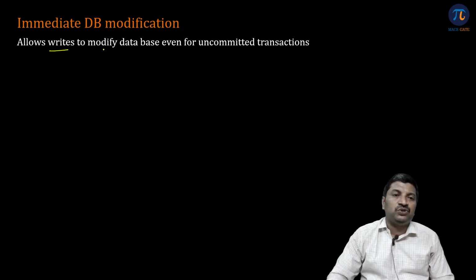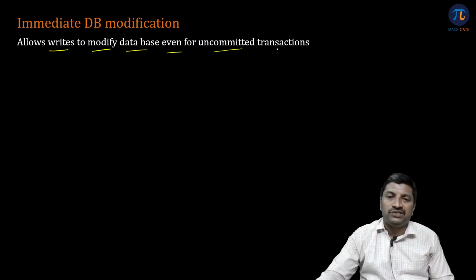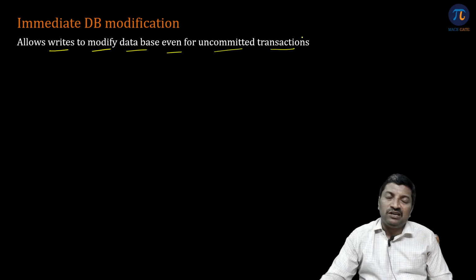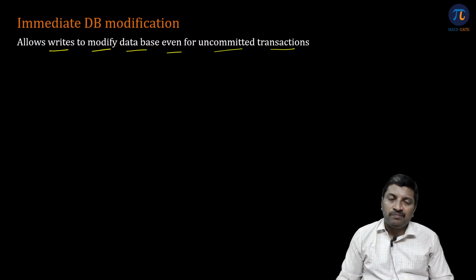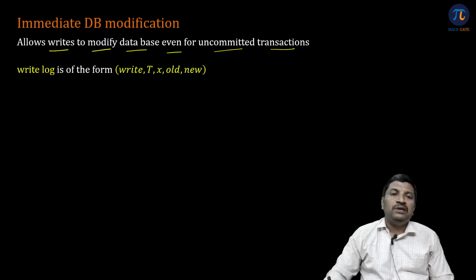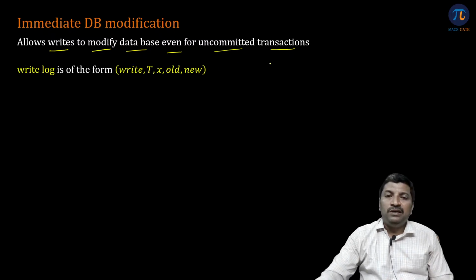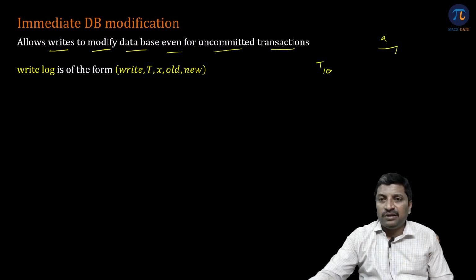Here we allow writes to modify the database even for uncommitted transactions. So even if it was uncommitted, we might start, and we may complete some 50% to the original database. The write log format is something like the transaction number. Suppose transaction 10 is modifying an object A whose initial value is 100. It is modifying it to 200. Then I need the transaction number, the object name, the old value and the new value.